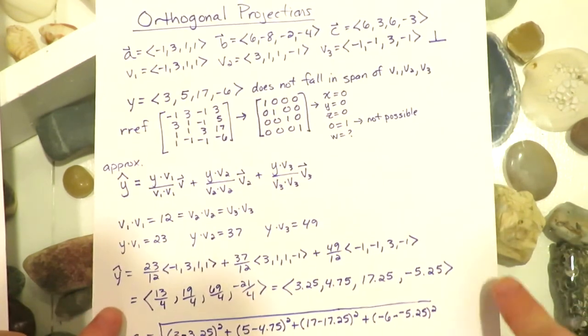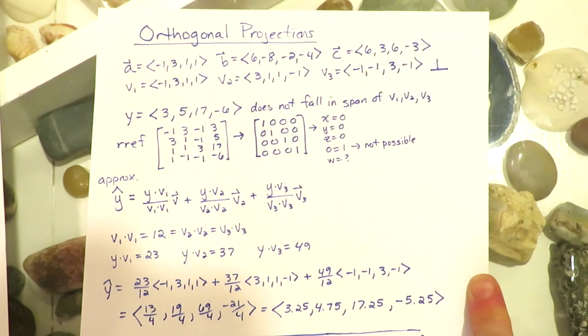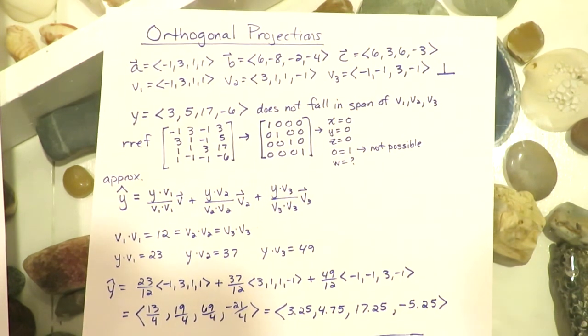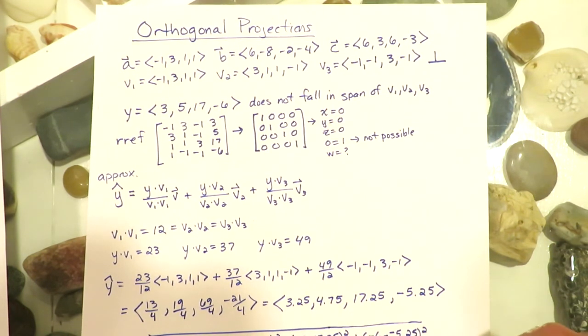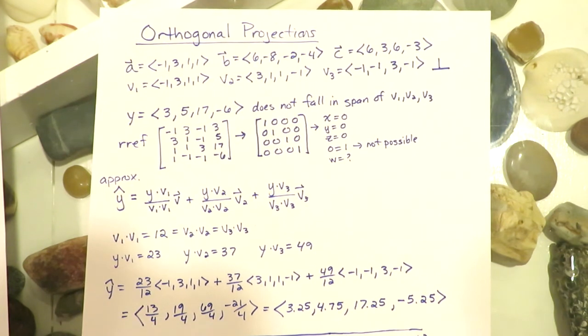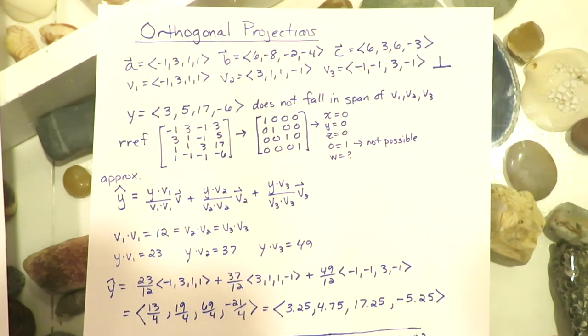So that's a little review about what it means to find an orthogonal projection. This is using this kind of straightforward definition of what a projection is. There is a nice application using matrices that we will look at in another video. And that process is called using the normal equations.